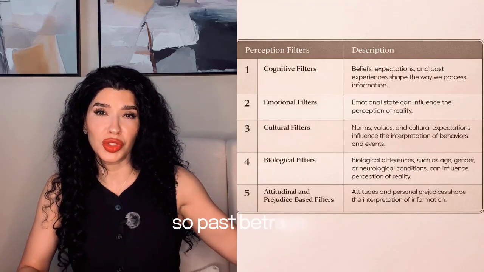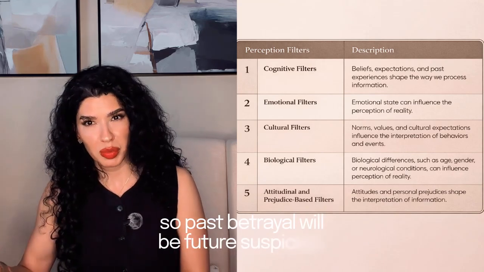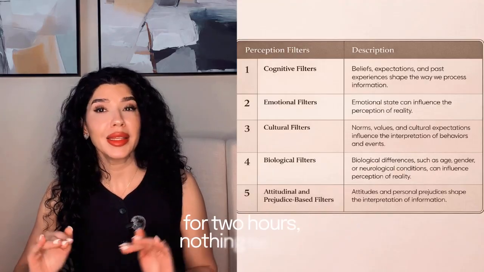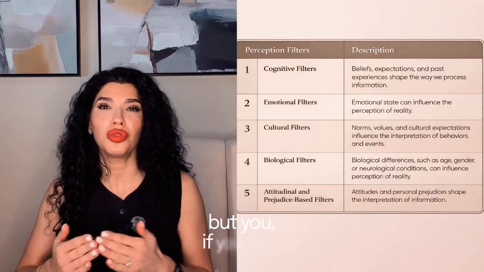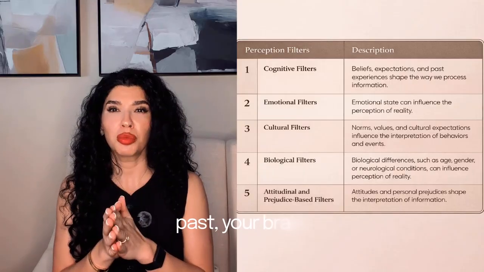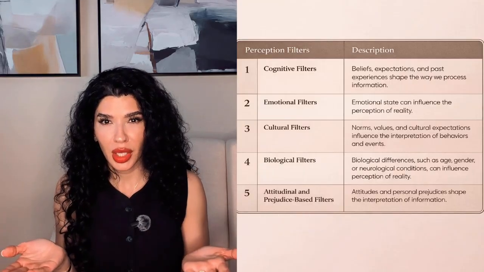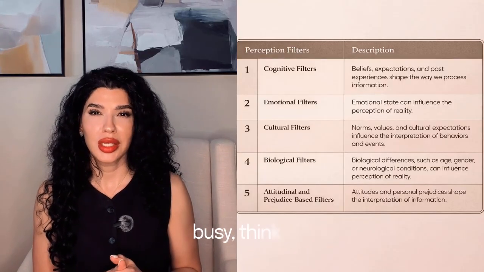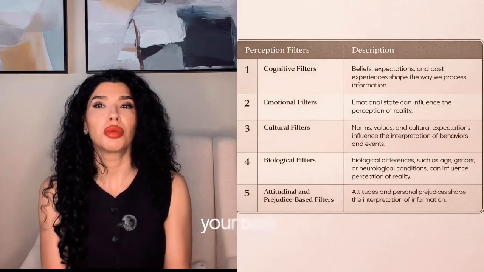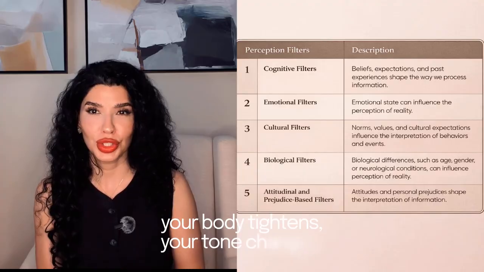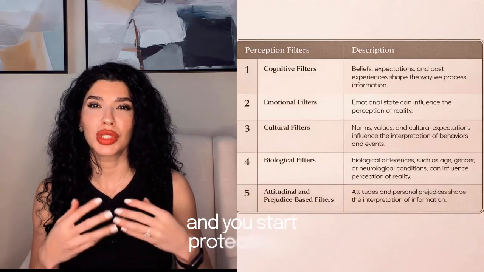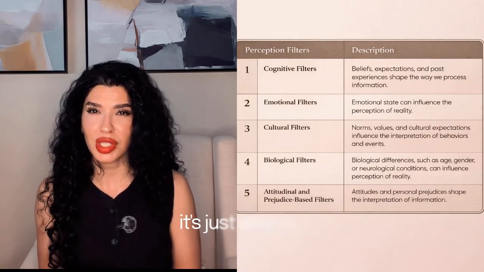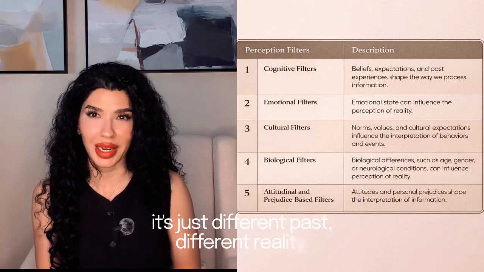So past betrayal becomes future suspicion. If your partner doesn't reply to a message for 2 hours, nothing has changed yet. But if you were betrayed in the past, your brain fills in the gap. You don't think they are busy. You think, "Something is wrong." Your body tightens, your tone changes, and you start protecting yourself before facts appear. It's the same situation, just a different past, a different reality.